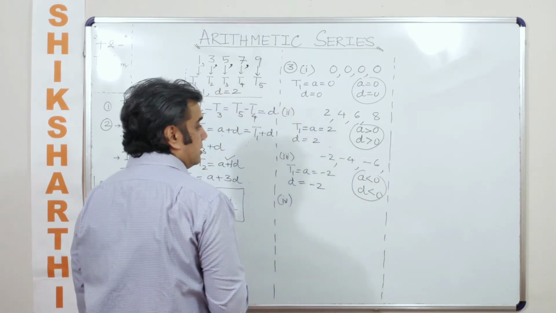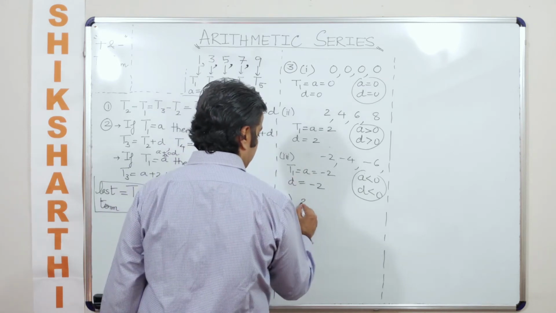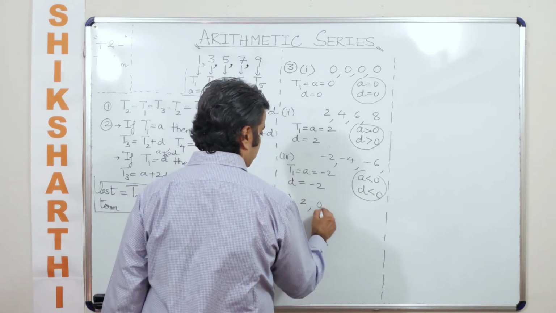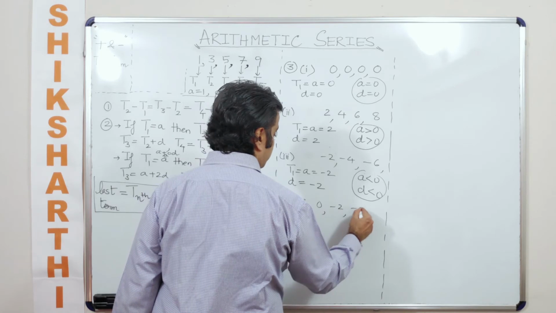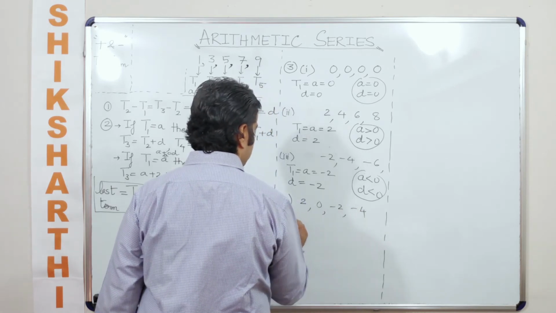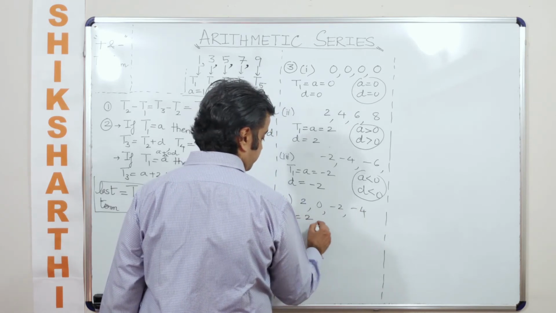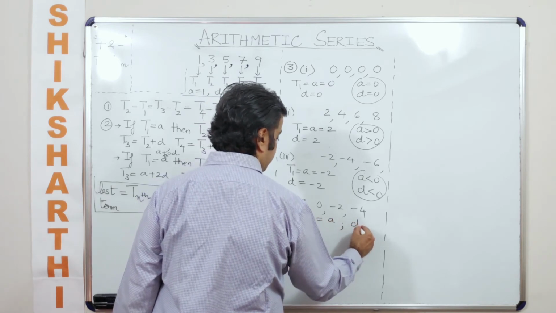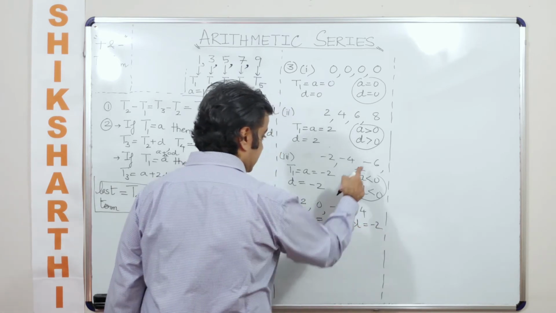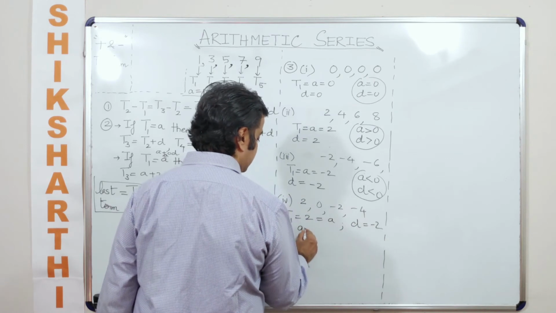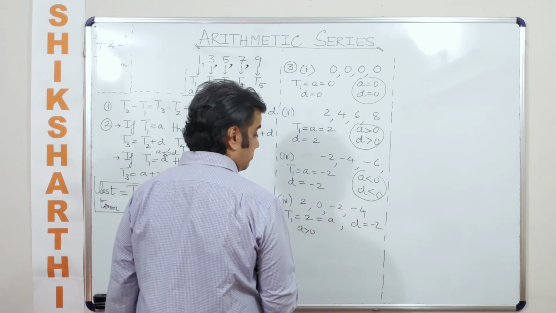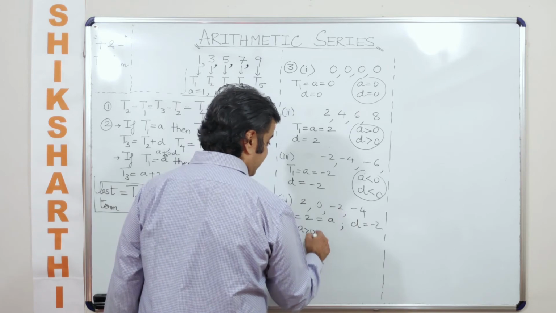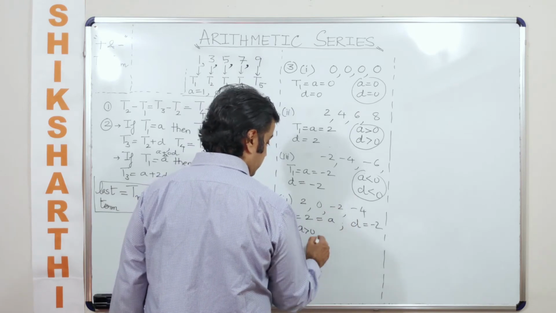Fourth case. So now let me take 2 followed by a 0 followed by a minus 2 followed by a minus 4. So what is the first term in this case? The first term is a 2, which I can take as A. What is the common difference? The common difference here is minus 2. So can I say this is another kind of arithmetic series wherein the first term was positive and the common difference here is what? Negative.